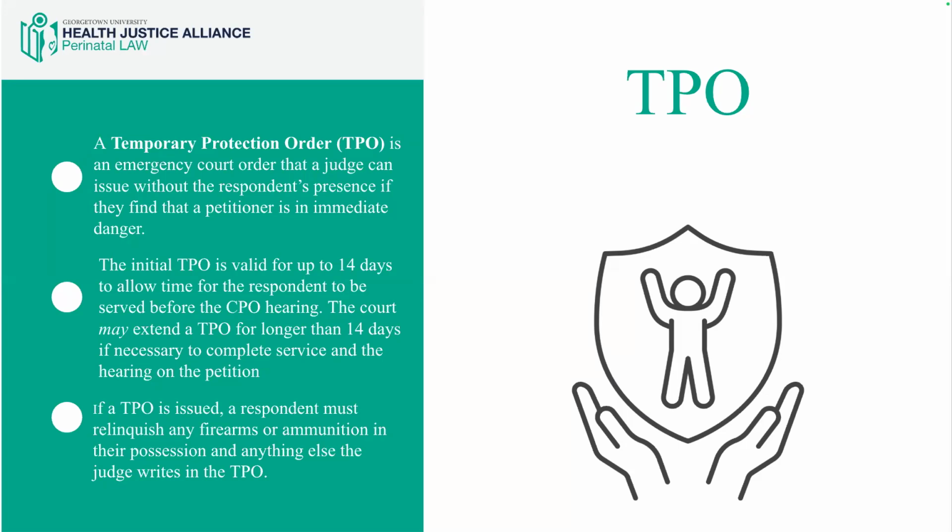A TPO is a short-term emergency order issued when a judge finds that the safety or welfare of the petitioner or a household member is immediately endangered by the respondent. A TPO can be issued with only the petitioner being present. The respondent does not have to be there. The initial TPO is valid for up to 14 days to allow time for the respondent to be served before the CPO hearing. The court may extend a TPO for longer than 14 days if necessary to complete service and hearing on the petition, in 14-day increments, in increments of up to 28 days for good cause, or for a longer time period with the consent of both parties.